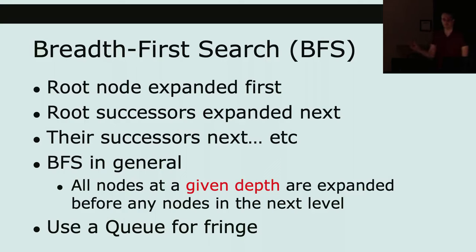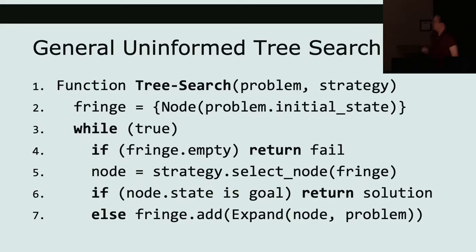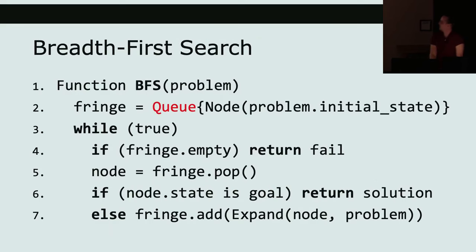So if you think about it, what was happening is we added the root node, then we add the root node successors, right? And then the root node successors are going to be next in the queue, so those are the ones that we take out next. And so using a queue for the fringe accomplishes breadth first search. So just watch this. This is the general uninformed tree search problem. This is breadth first search. All we did is use a queue for the fringe. And then down here, we just pop off of the queue.